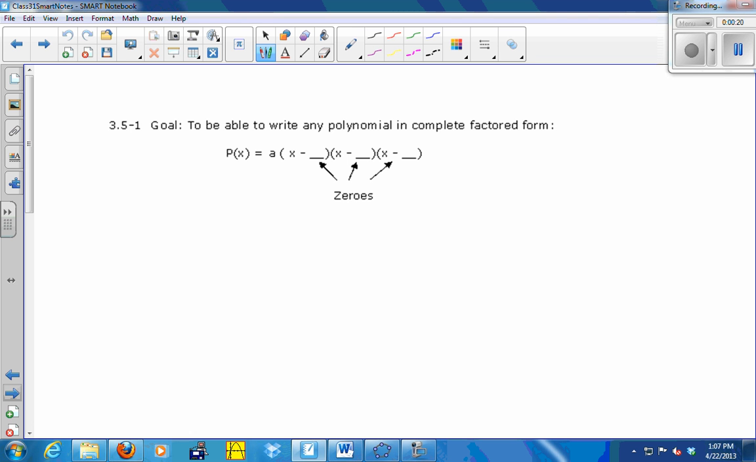We were able to do this, except that the examples that I chose last class, I chose very carefully, so that we would be able to do it. So today, we're going to look at some broader examples and see how we can still write this in completely factored form.